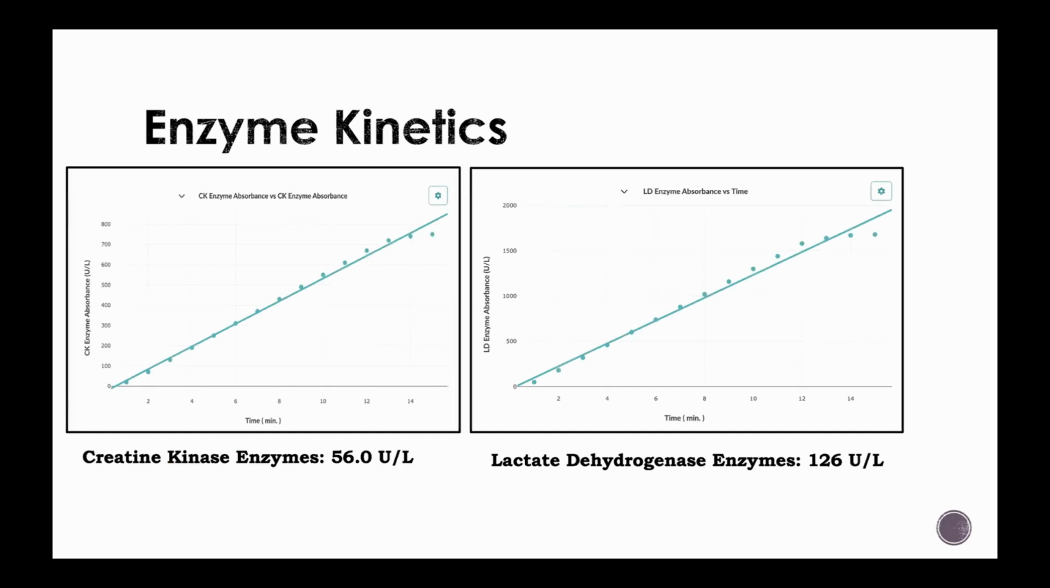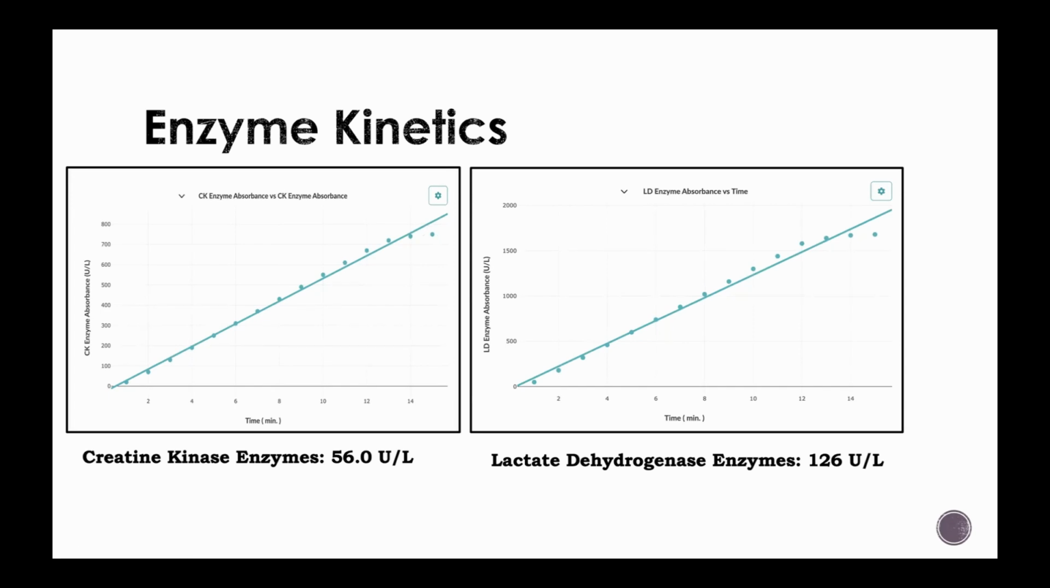Okay, next we did some enzyme kinetics on the patient's blood. The first graph here is about creatine kinase, which is an enzyme that speeds up the reaction of creatine and ATP to create phosphocreatine and ADP. Abnormal levels of this enzyme may indicate tissue damage or tissue degeneration.